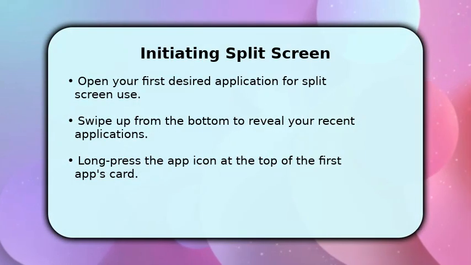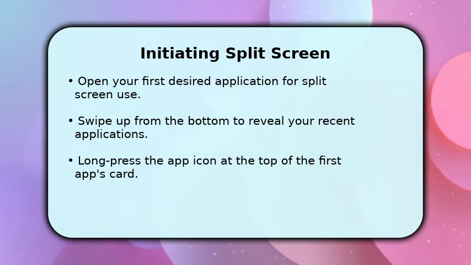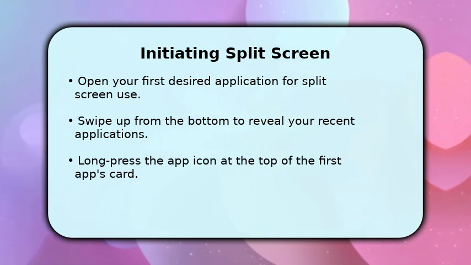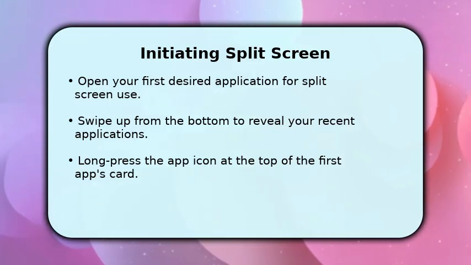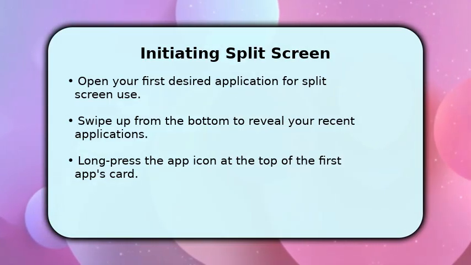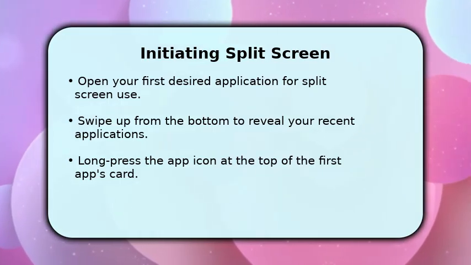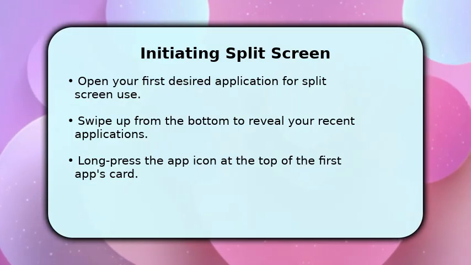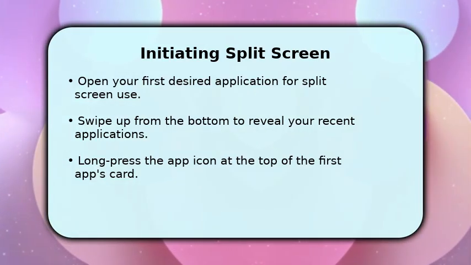To begin, open the first application you wish to use. Next, perform a gentle swipe up from the very bottom of your screen to access the Recent Applications menu. Now, locate the icon of your first app at the top of its card in the Recent Apps view. Press and hold this icon for about 2 seconds, then select the Split Screen option from the small menu that appears.